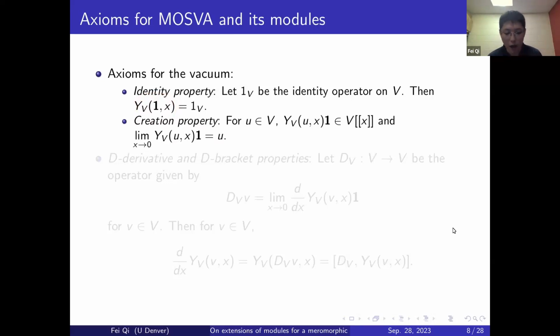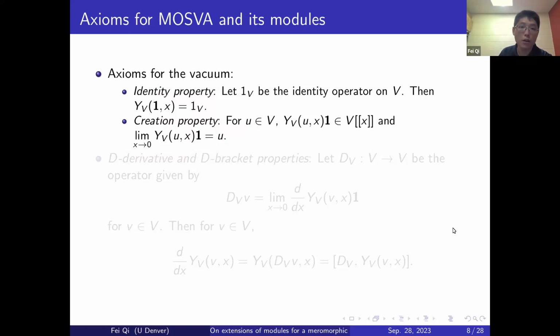Namely, any vertex operator acting on the vacuum gives a formal power series with no negative powers. Moreover, the constant term has to be the same as the element u. These are all standard in the definition.